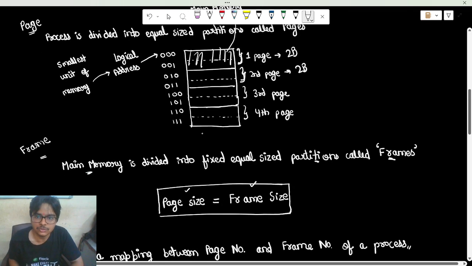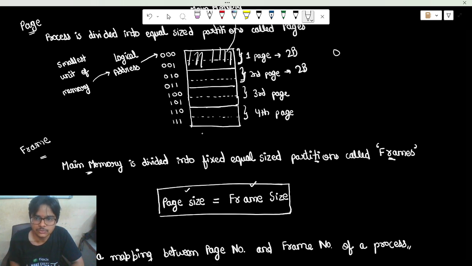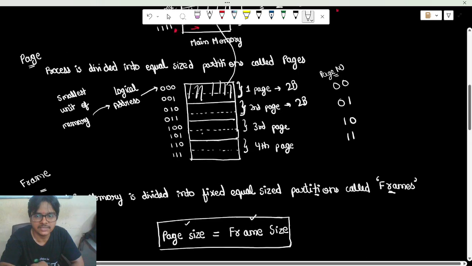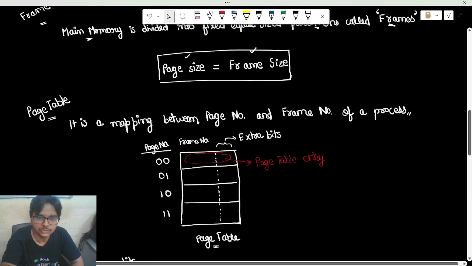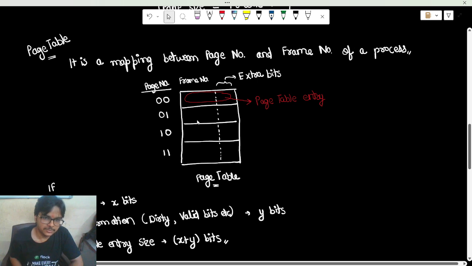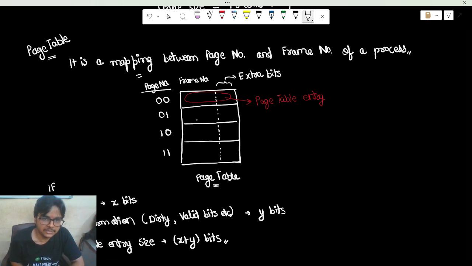So let us also assign. There are 4 pages, so you can assign 00, 01, 10 and 11. These are the page numbers that you can assign in binary format. Similarly, you can assign the frame number to the frames in binary format. So here you can see what a page table is. A page table is a mapping between page number and frame number, that is, which page is stored in which frame.